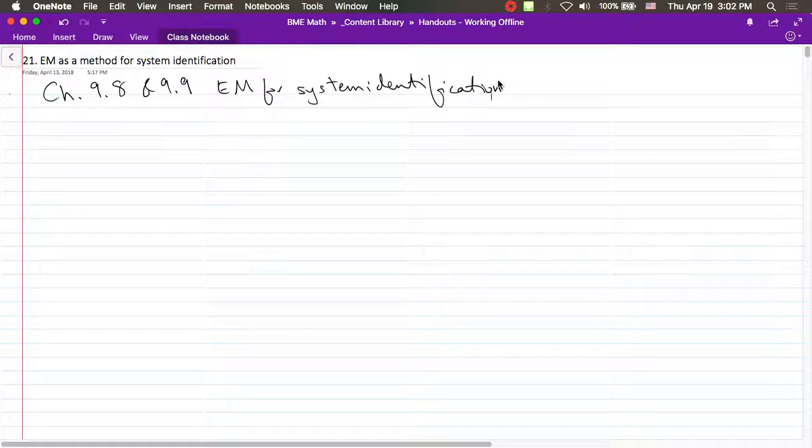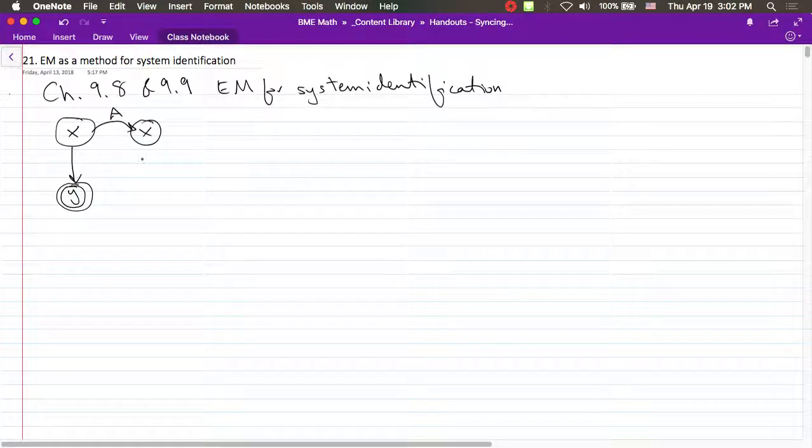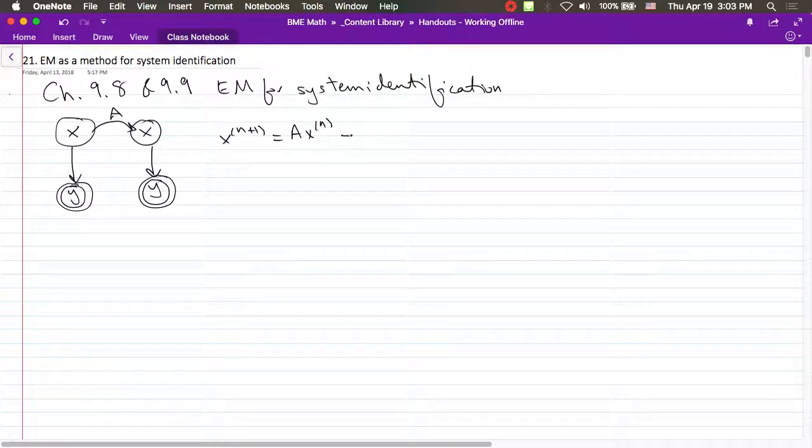Okay, so let's see what that is. Remember that we were doing Kalman filter, and we said there's some hidden state X that's influencing our measurement Y. And states change based on some dynamics. We've measured behavior or data, and we want to estimate the variable X. So we wrote down some equations, and we said X of n plus 1 depends on X of n, and there's some input to the system, maybe U of n.